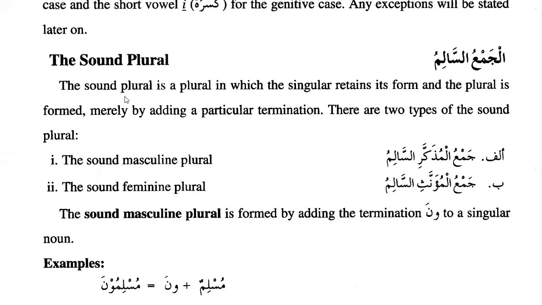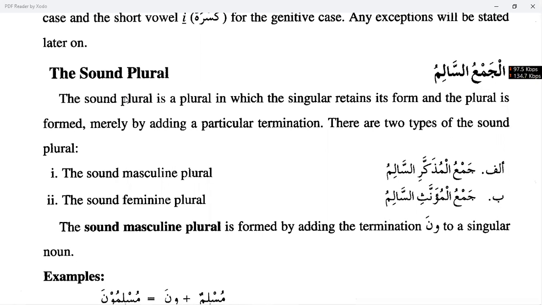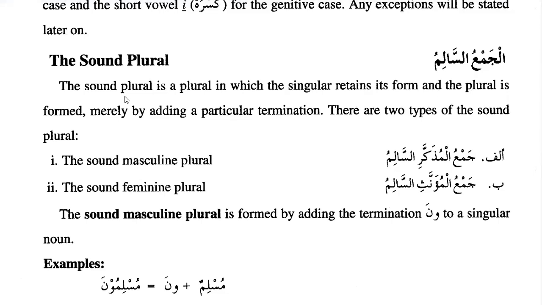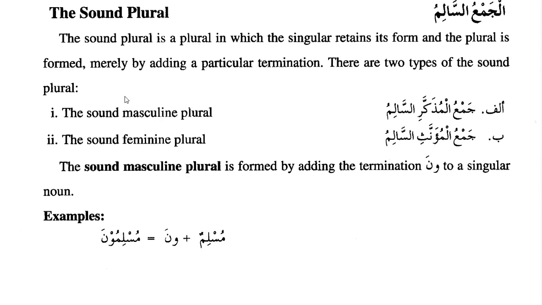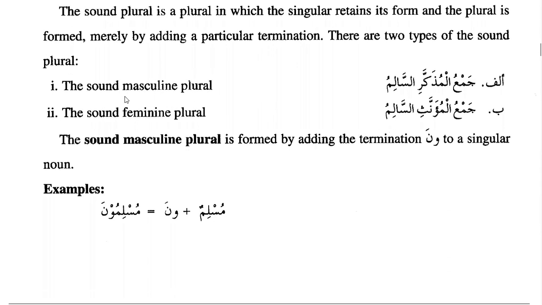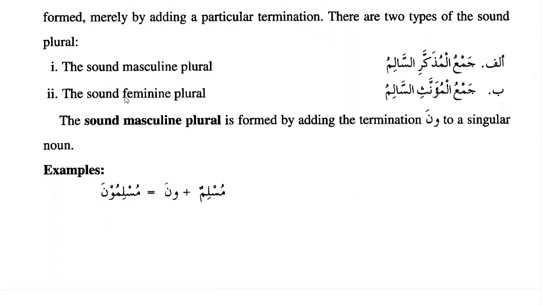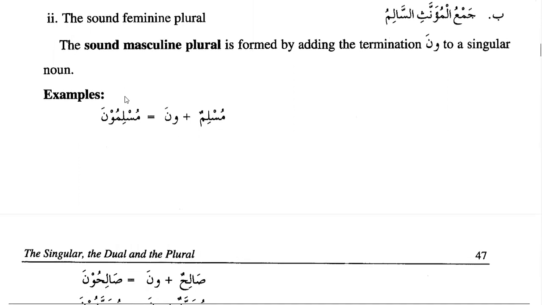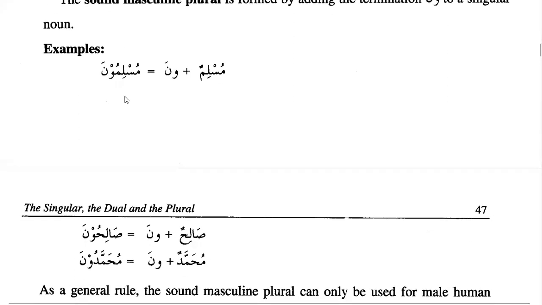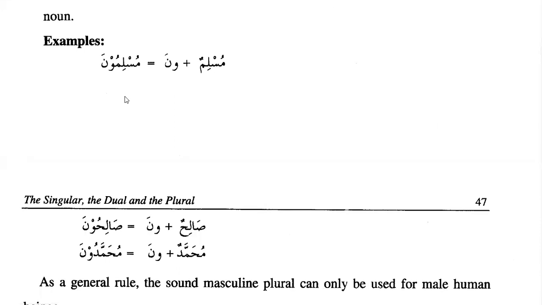Jamu Muzakkar Salim. Second, the sound feminine plural, Jamul Muannas Salim. The sound masculine plural is formed by adding the termination waw and nun to a singular noun. Example: Muslim plus waw and nun is equal to Muslimuna.